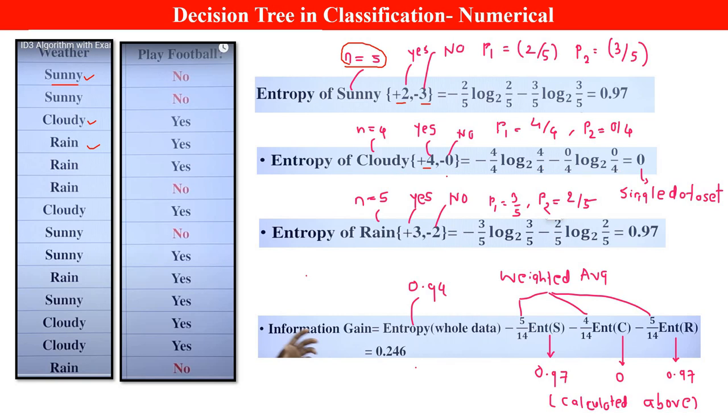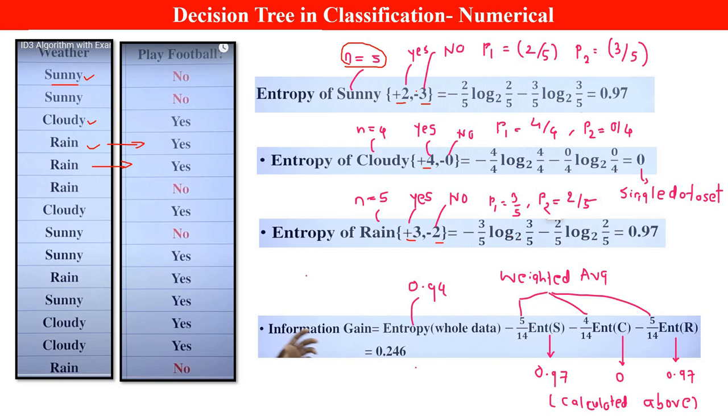And then we have to apply the entropy formula. Rain is occurring 5 times here. In the rain column, yes is 3 times and no is 2 times. Okay, so probability of yes is 3 by 5 and probability of no is 2 by 5.